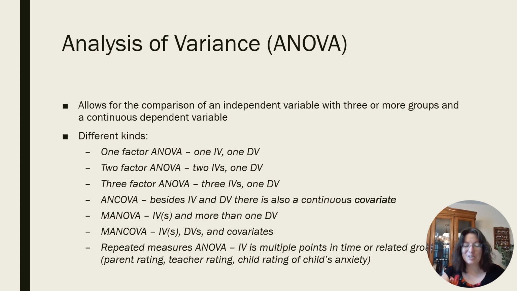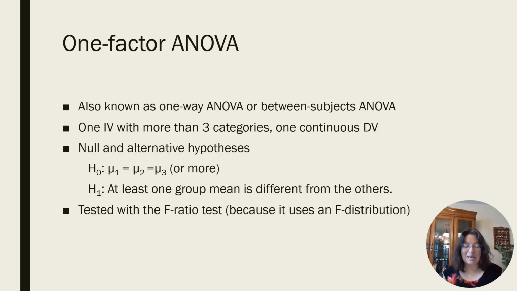But let's focus just on the one that you need to be able to do for this class, and that's the one-factor ANOVA, also known as a one-way ANOVA or a between subjects ANOVA. It's where you have one independent variable that's got 3 or more categories and one continuous dependent variable.